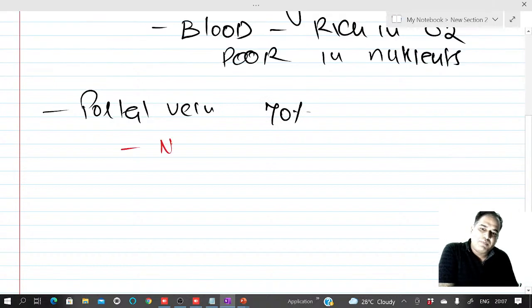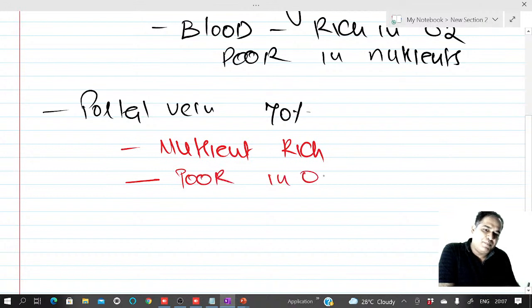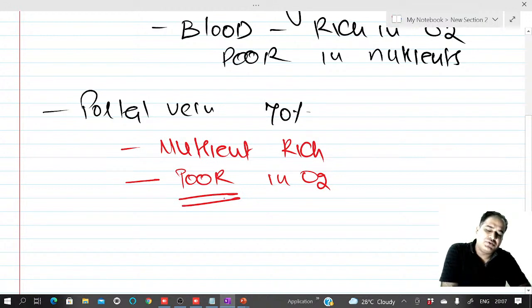Now this blood is nutrient rich, but is comparatively poor in oxygen. That doesn't mean it will totally lack oxygen. It has oxygen, but less of it.